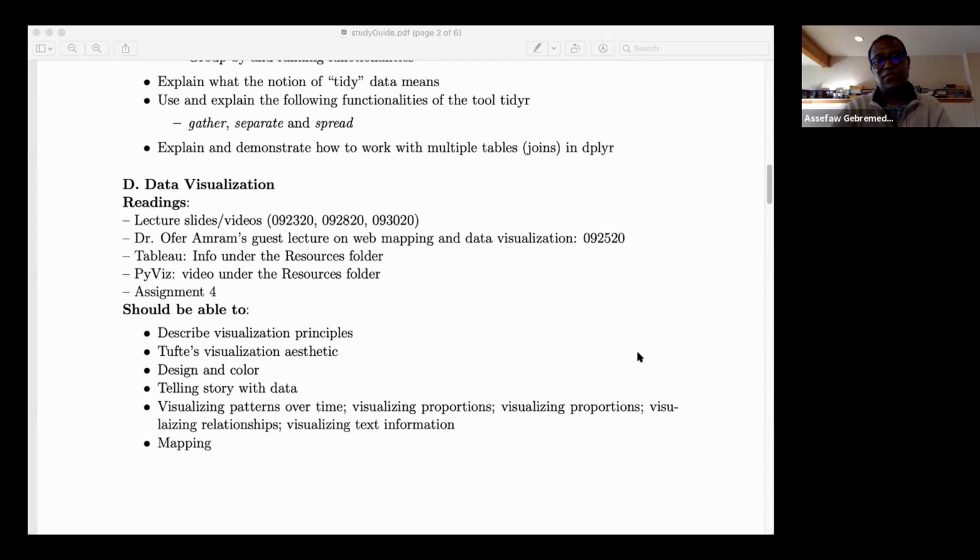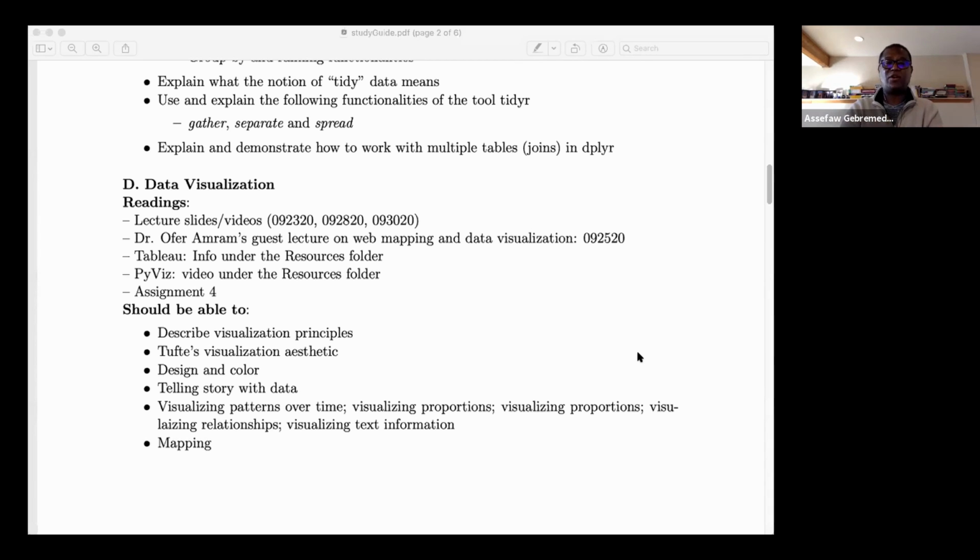But this PyViz video that I posted there is also not something that you may need in a great deal for your exam, but it'll be a good excuse to watch if you haven't watched that one. It was in the resources folder, so I've included it. Your assignment 4 was a good exercise on data visualization. So those were the things about readings in preparation.